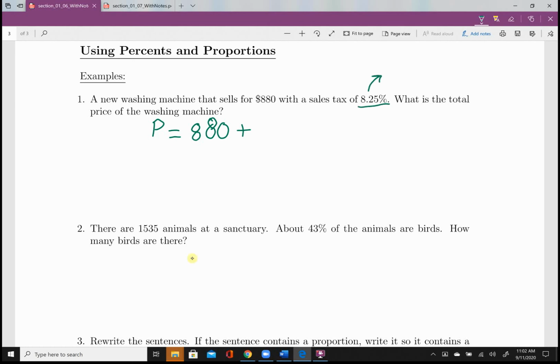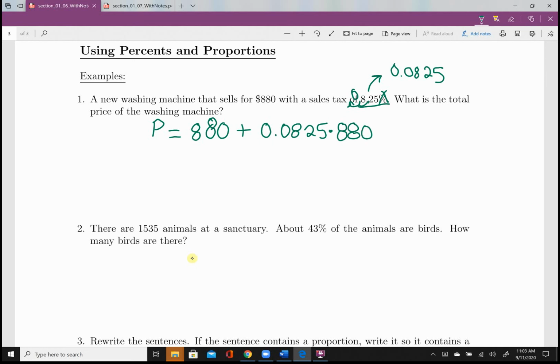So what we need to do is write this as a decimal. So remember, take off the percent symbol, move the decimal place over 2 spots. So we're going to put a 0 right there. So it'll be 0.0825, this percentage value as a decimal. So that's what we'll multiply our $880 by in a separate term in order to account for the sales tax. So that's a raised dot right here.